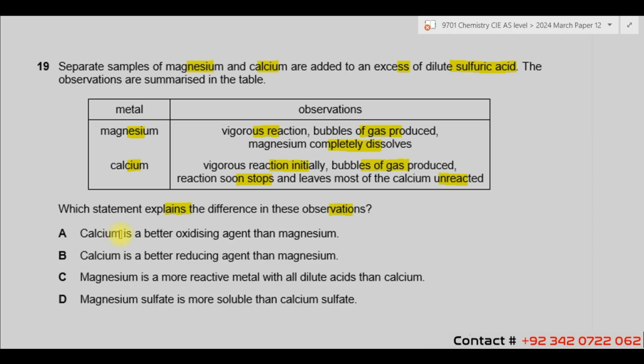So first part A, we have calcium is better oxidizing agent than magnesium, or calcium is better reducing agent than magnesium. Now magnesium and calcium, they are present in group 2. As we move downwards from magnesium to calcium, loss of electron increases. So we can say reactivity increases. As metals, they lose electrons, so reducing strength also increases.